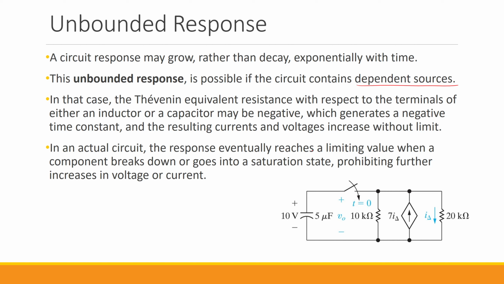Because if you remember from the general equation that we had, the exponential function was e to the negative t over tau. So what should happen for this exponentially decreasing function to become increasing? If tau, or the time constant, is negative, then this exponential function, e to the negative t over tau, increases over time.